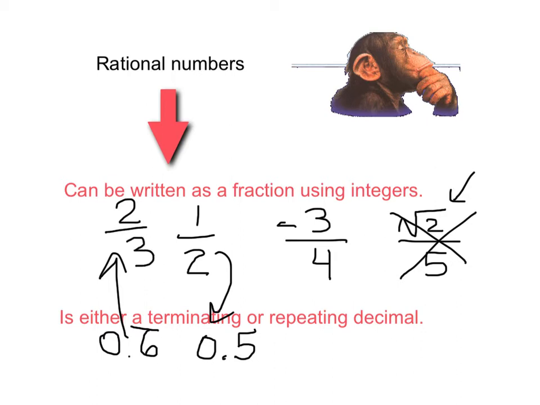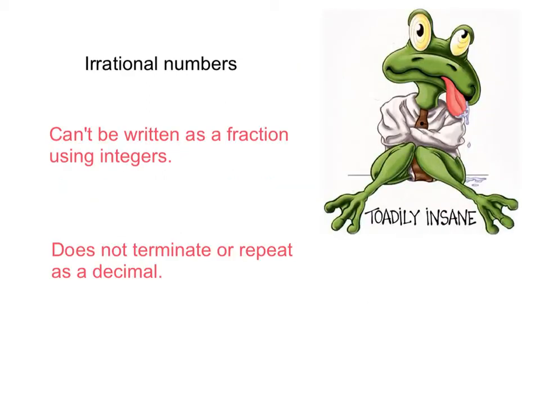All right? So if a number can be written as a fraction using integers, then it will also be a terminating or repeating decimal. We call those numbers rational numbers. Now let's talk about the irrational numbers. Okay? When you think about that word irrational, if someone's acting very irrational, that means they're not acting very sane. That means, it's crazy, berserk. Irrational numbers are like crazy numbers, okay?